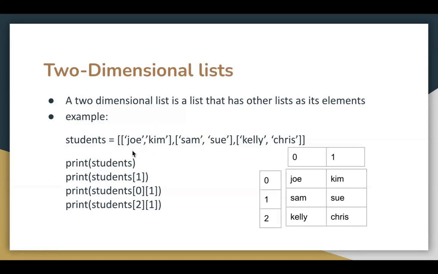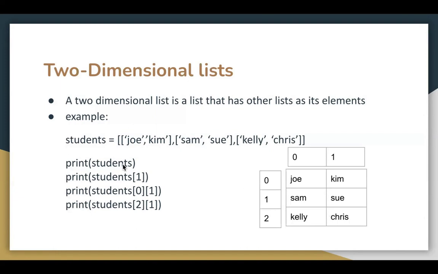See here, individually Joy, Kim is one list, Sam, Sue is one list, Kelly, Chris is a list. But these three lists are combined as a list of the students. And these values will be, we know, a matrix. So Joy's position in the list will be 0, 0, and Kim's position will be 0, 1. Sam's will be 1, 0. Sue's position is 1, 1. Kelly's position is 2, 0, and Chris's position is 2, 1.